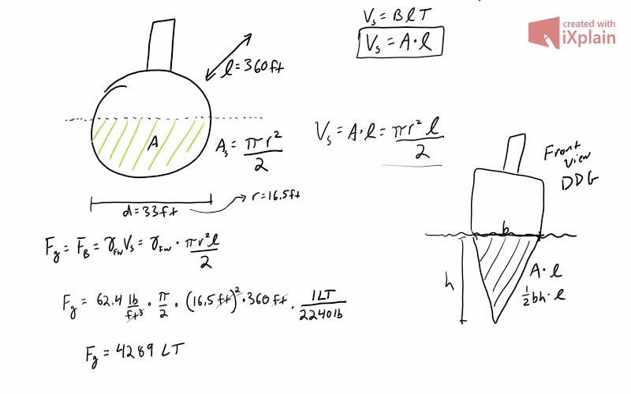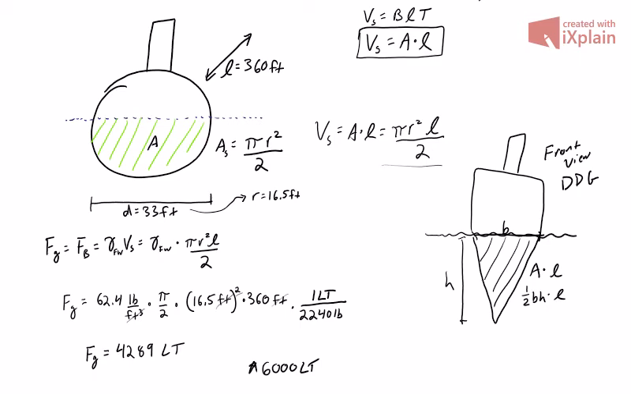Okay, so now let's take a look at how well our approximations work. If you look at the picture, that's a Los Angeles class fast attack submarine returning from deployment. If you look it up on Wikipedia, the actual weight of a surfaced Los Angeles is about 6,000 long tons. So why the discrepancy? Why didn't our problem work?